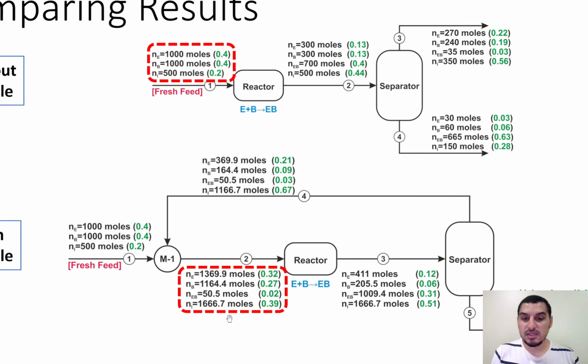And as you see, the inerts is a big part of the feed stream. The major part of the feed stream is inerts, and it's not doing anything. It's just entering and exiting the reactor without reacting.